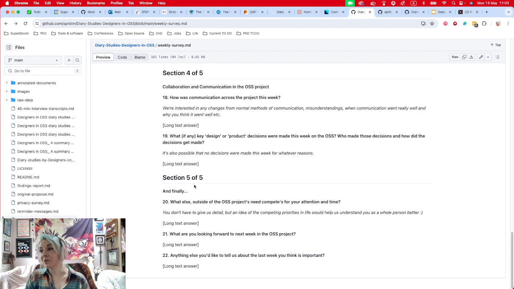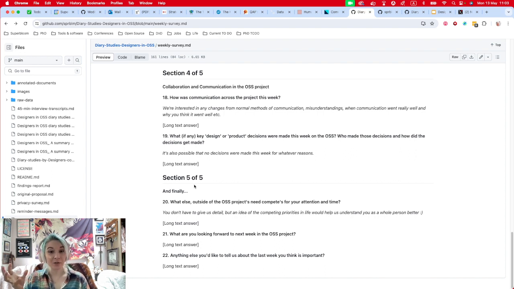And then two aspirational questions. What are you looking forward to next week in the open source software project? And anything else you'd like to tell us about the last week that you think is important. So if there was something they wanted to tell us that didn't really fit under a question, they could tell us in that. Anything else.